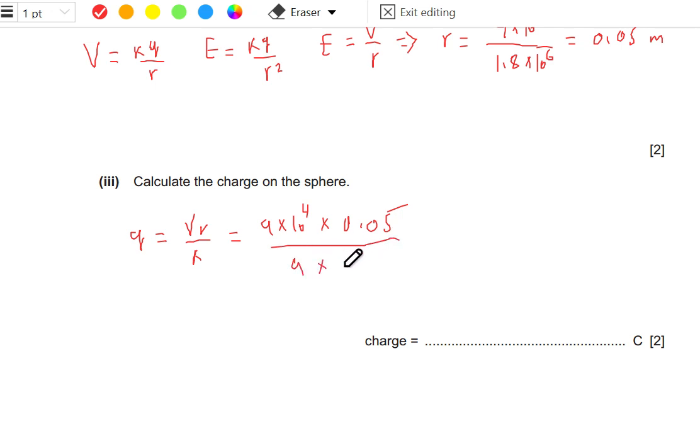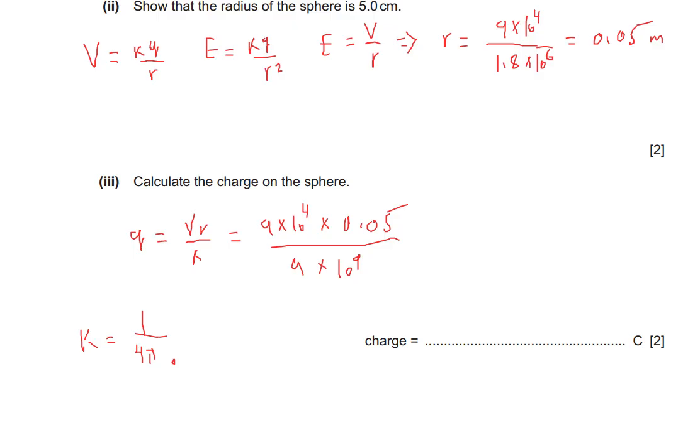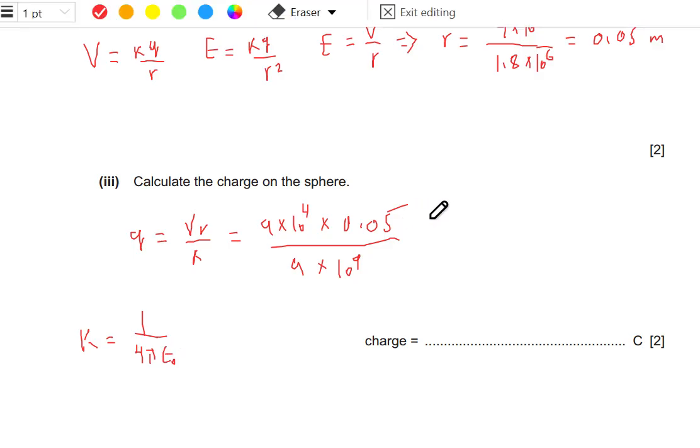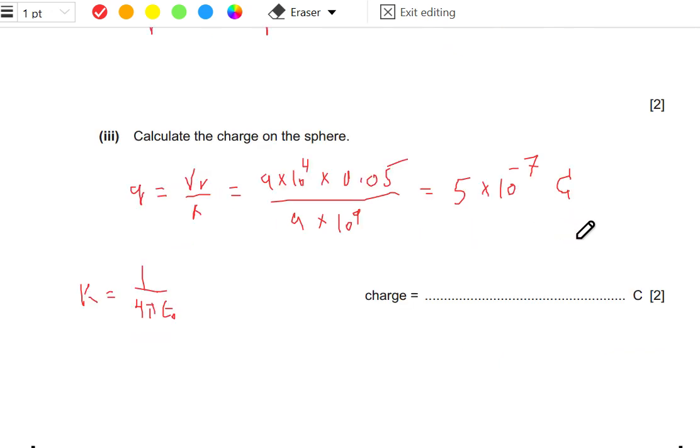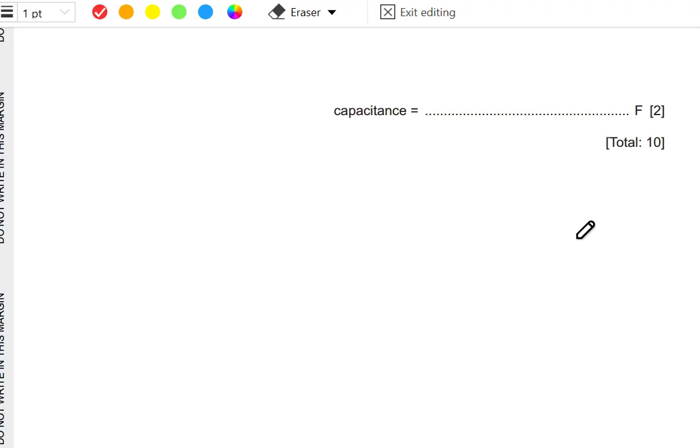K is 9 times 10 to 9, and we get K from the relation 1 over 4 pi epsilon naught. You will find this constant in the formula sheet. So the answer here will be in coulombs, certainly.